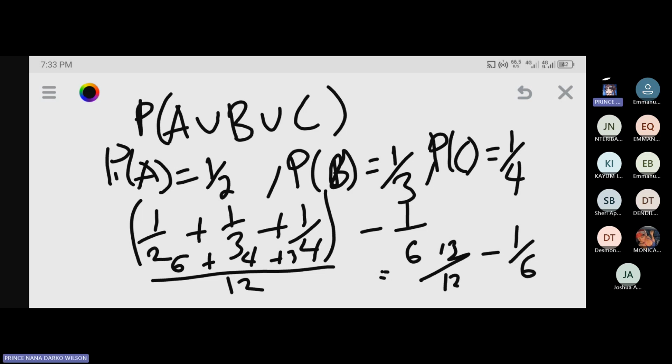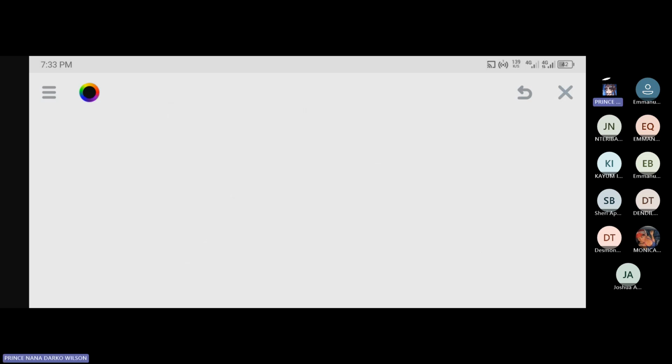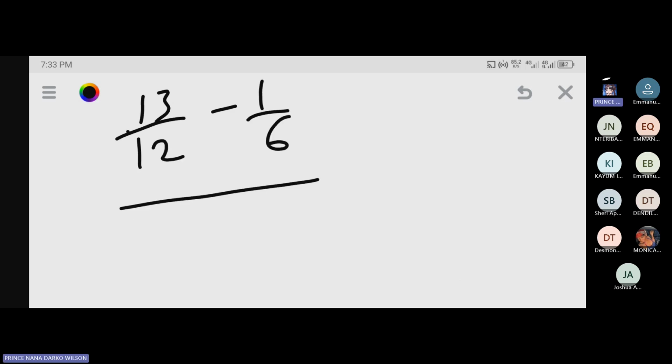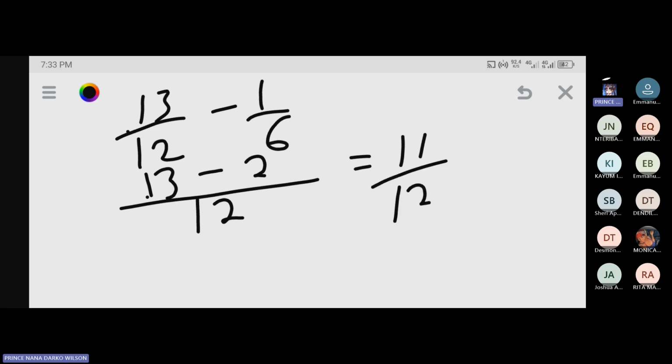So then let's create space for this. 13 over 12 minus 1/6. So then we work this further. Remember that 1/6 is the intersection for A and B, so it has to be subtracted to avoid recording double values. So then our LCM is 12, and 12 goes into 12 once and multiplies 13 to give 13. 6 goes here 2 times and multiplies 1 and gives you 2. So 13 minus 2 gives you 11, and then you're left with 12 right there.